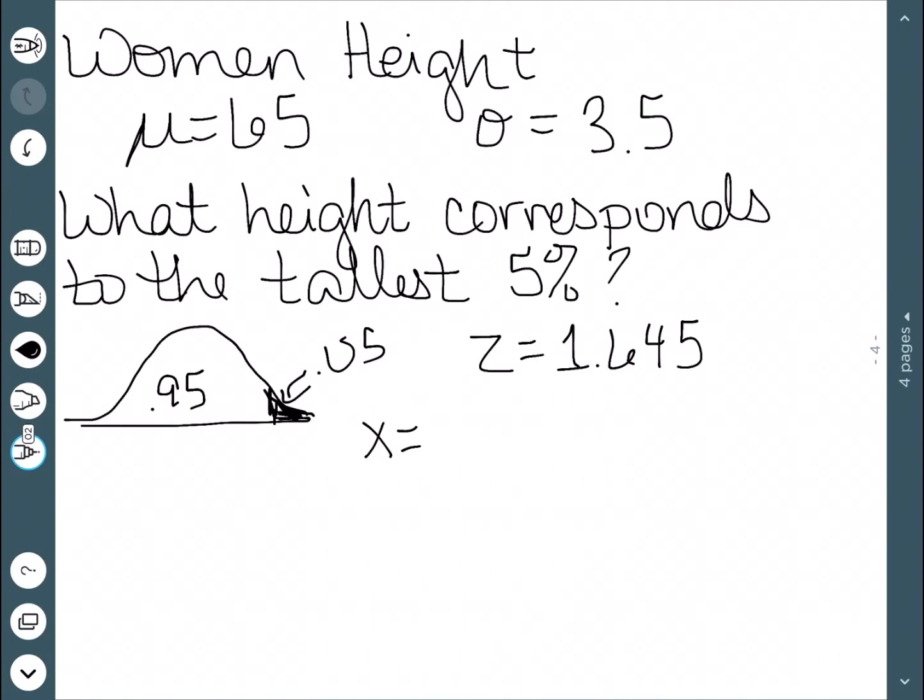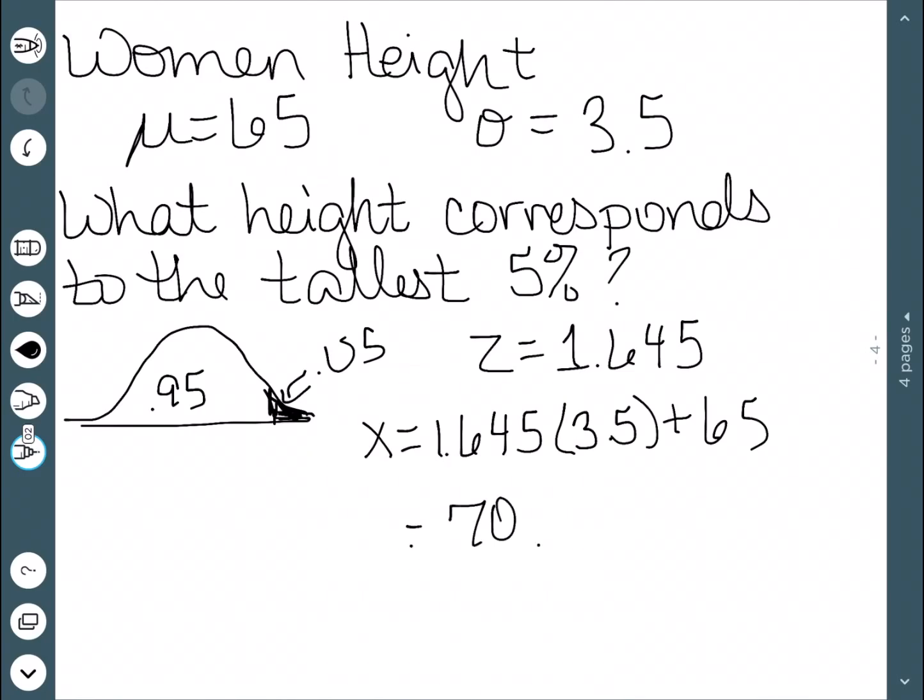Converting to raw data, let us multiply this number by the standard deviation and then add the mean. And when we do that, we get a height of 70.76 inches. So anyone taller than that would correspond to the top 5% of women.